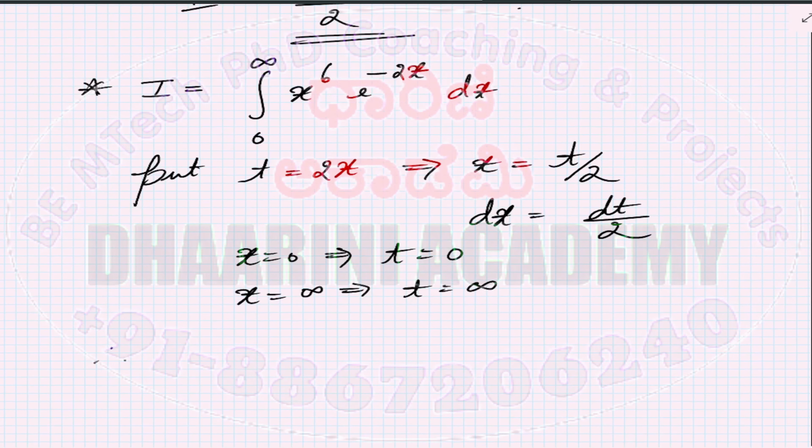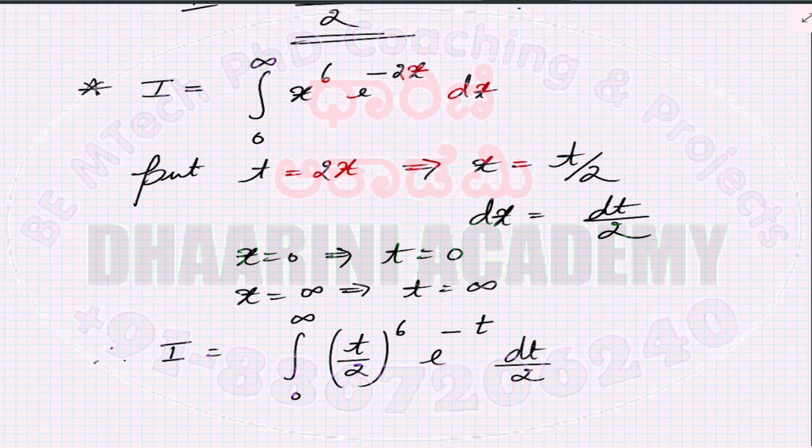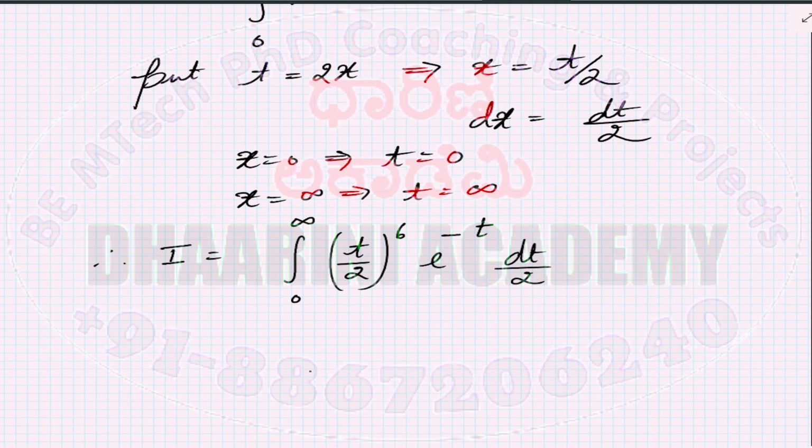So therefore, now after this substitution, my integration becomes integral 0 to infinity. I don't have an x over there. Instead of x, I have to write t by 2 to the power 6 e to the power minus t. So there is a dx which is dt by 2. Alright, so this is equal to, now I'll take out all the 2 to the powers out. So you see that there is a 2 to the power 6 in the denominator and there is one more 2 after this.